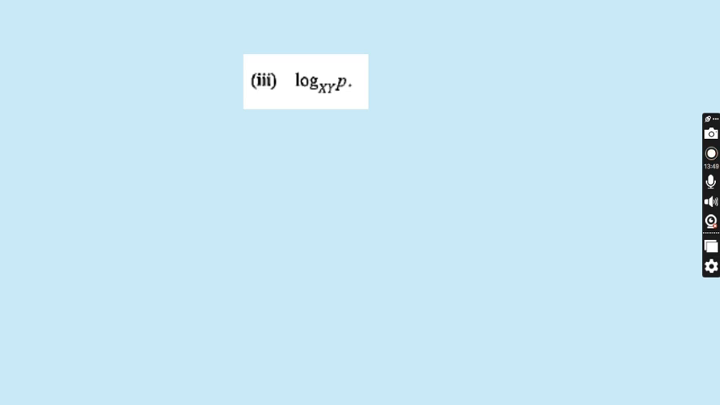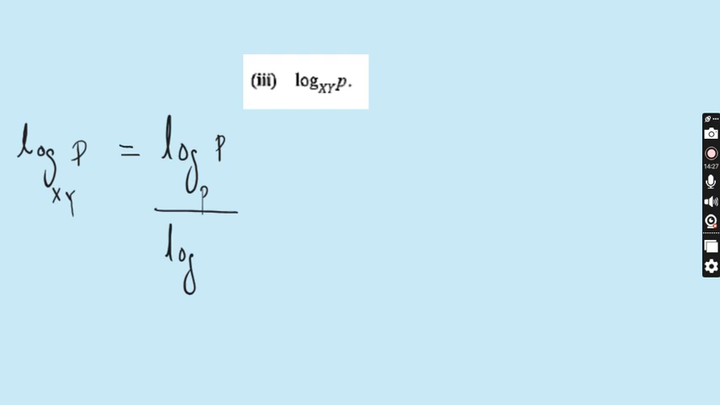Part 3 is log base xy of p. If we apply the change of base rule and convert this base xy to base p, by applying the change of base rule it will be log base p of p upon log base p of xy. You know, log of the same base with value like log p of p is 1.